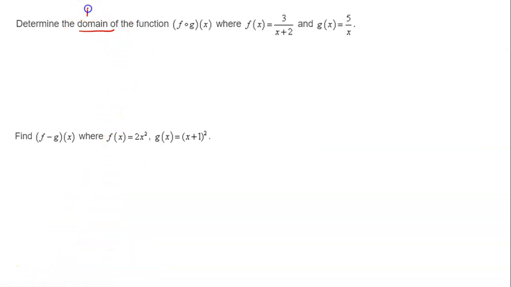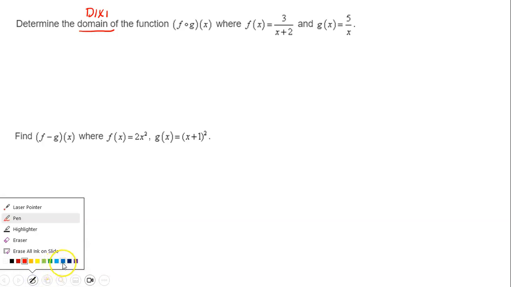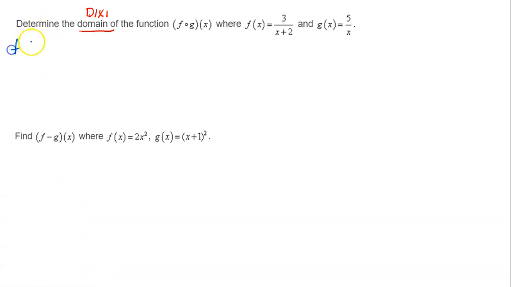Find the domain of f of g of x, where f of x is that and g of x is that. Okay, hold up. So this one's ugly. Let me get a different color. So f of, this is g of x. So I have to put this right there. So that's 3 over 5 over x plus 2.